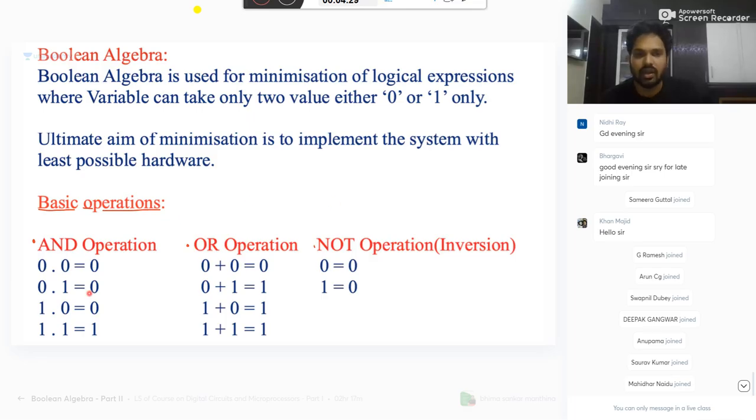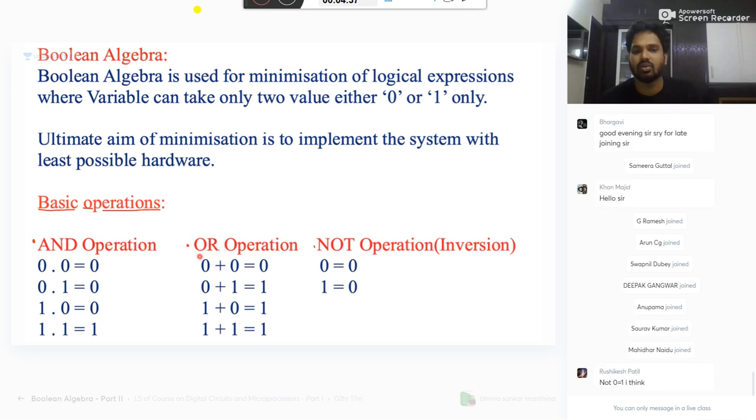Maybe you take 2, 1 or 3, but a combination of these will make any given function. So this is your AND. Similarly, what is OR operation? OR means A or B. If any one of them is 1, your output is 1.